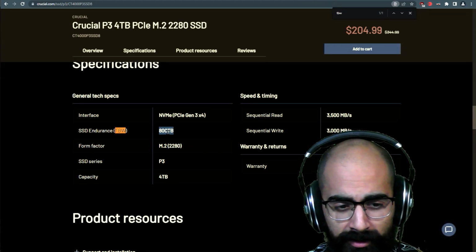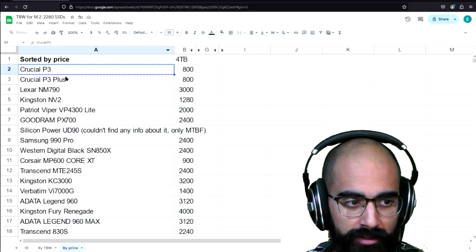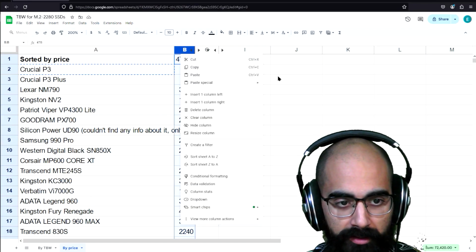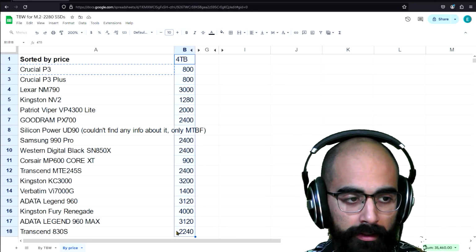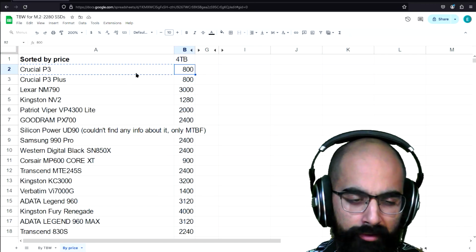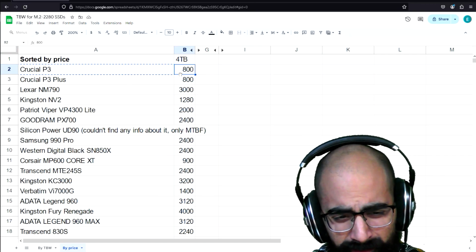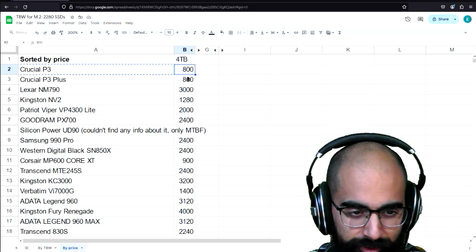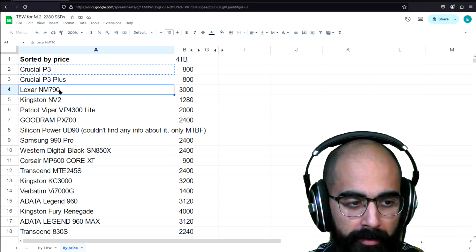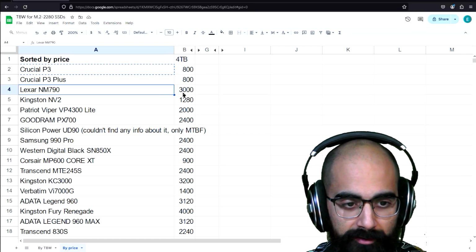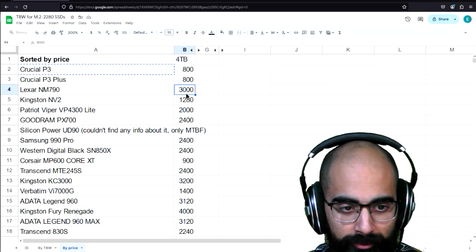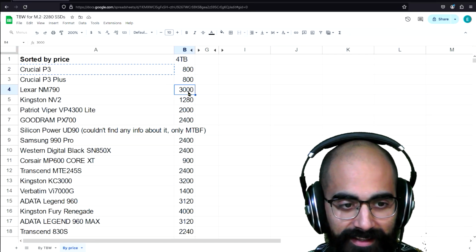What I did, because it's very kind of unclear, was search for all of these drives and get the TBW, and that's what's listed here in the B column. And as you can see, in the case of the Crucial P3, if you're a regular user, maybe it's fine, or you're severely constrained by budget. But for example, at least in my market, this Lexar NM790 is $3 more expensive, and it's 3,000 terabytes written, which is insane.